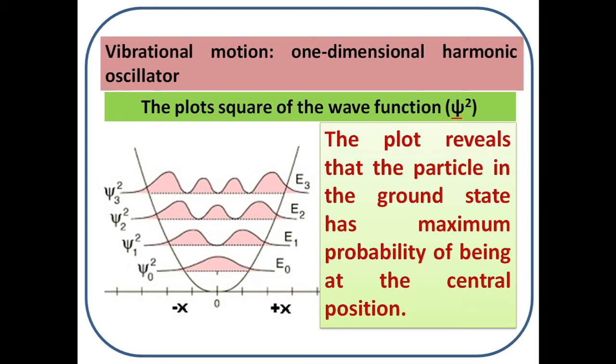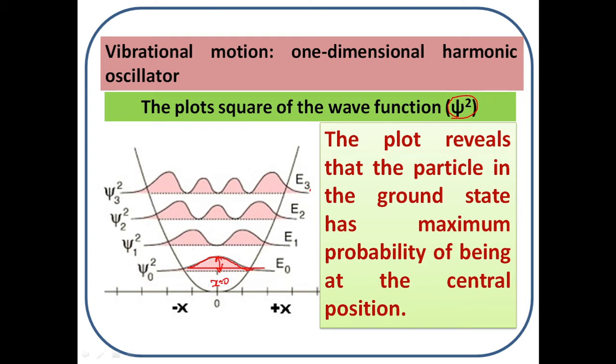We have already mentioned the significance of psi square, that is a probability density, which is again a measure of probability. Here, the plots reveal that the particle in the ground state has maximum probability of being at the central position, that is at x is equal to 0. This is the point at x is equal to 0, and here we can see that the amplitude function is maximum at the equilibrium position, or x is equal to 0.